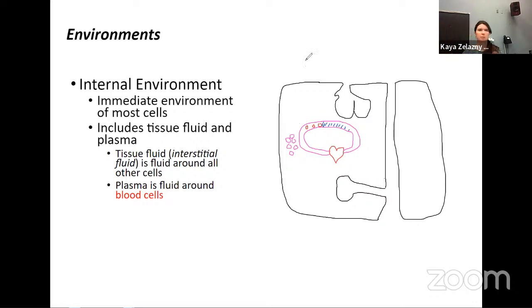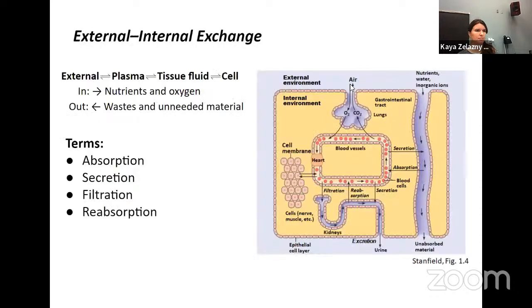So that's kind of why we want to be able to discuss all these different types of fluids separately, because they won't always have the same contents, and those contents are going to control how fluid moves. So that can control, for example, swelling or dehydration, things like that. So that's why we have this diagram.